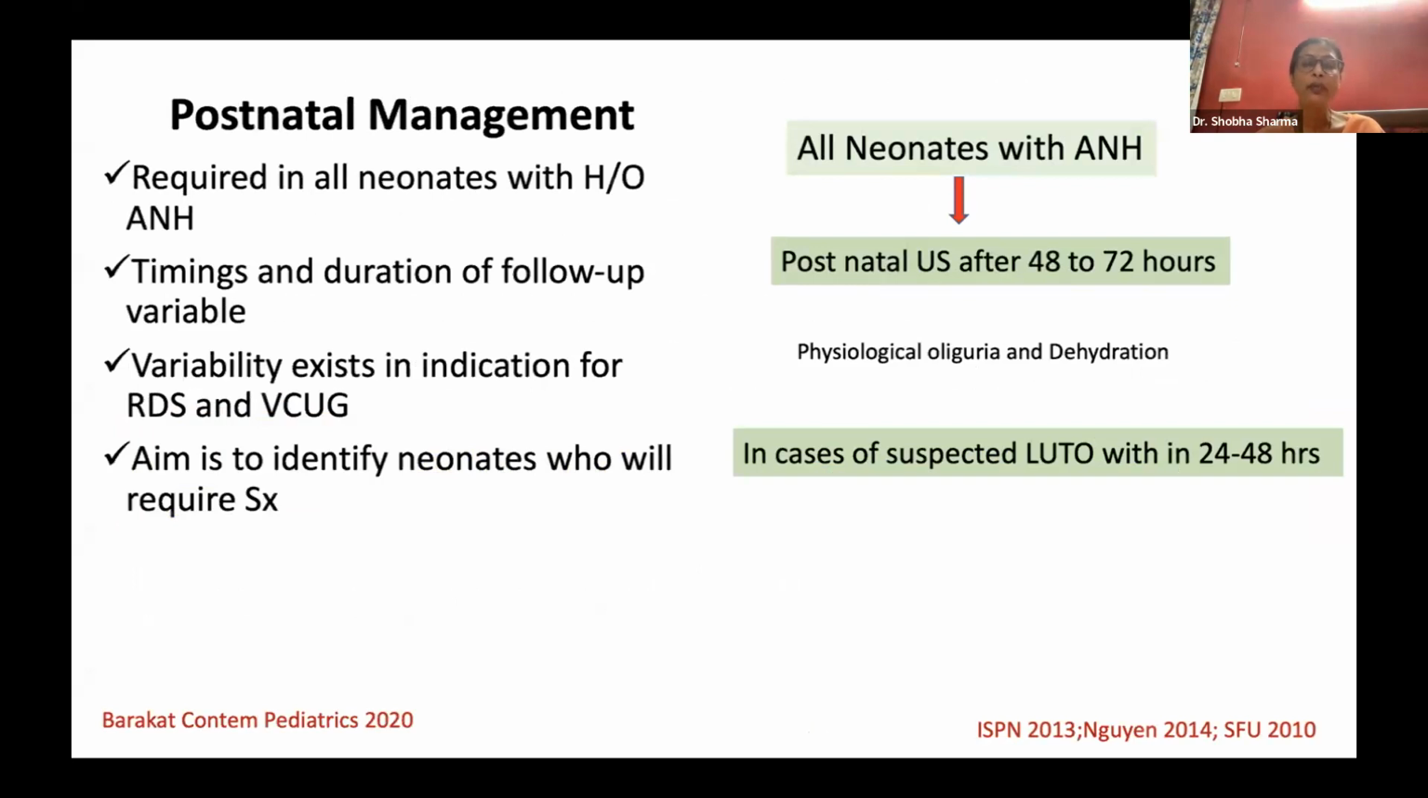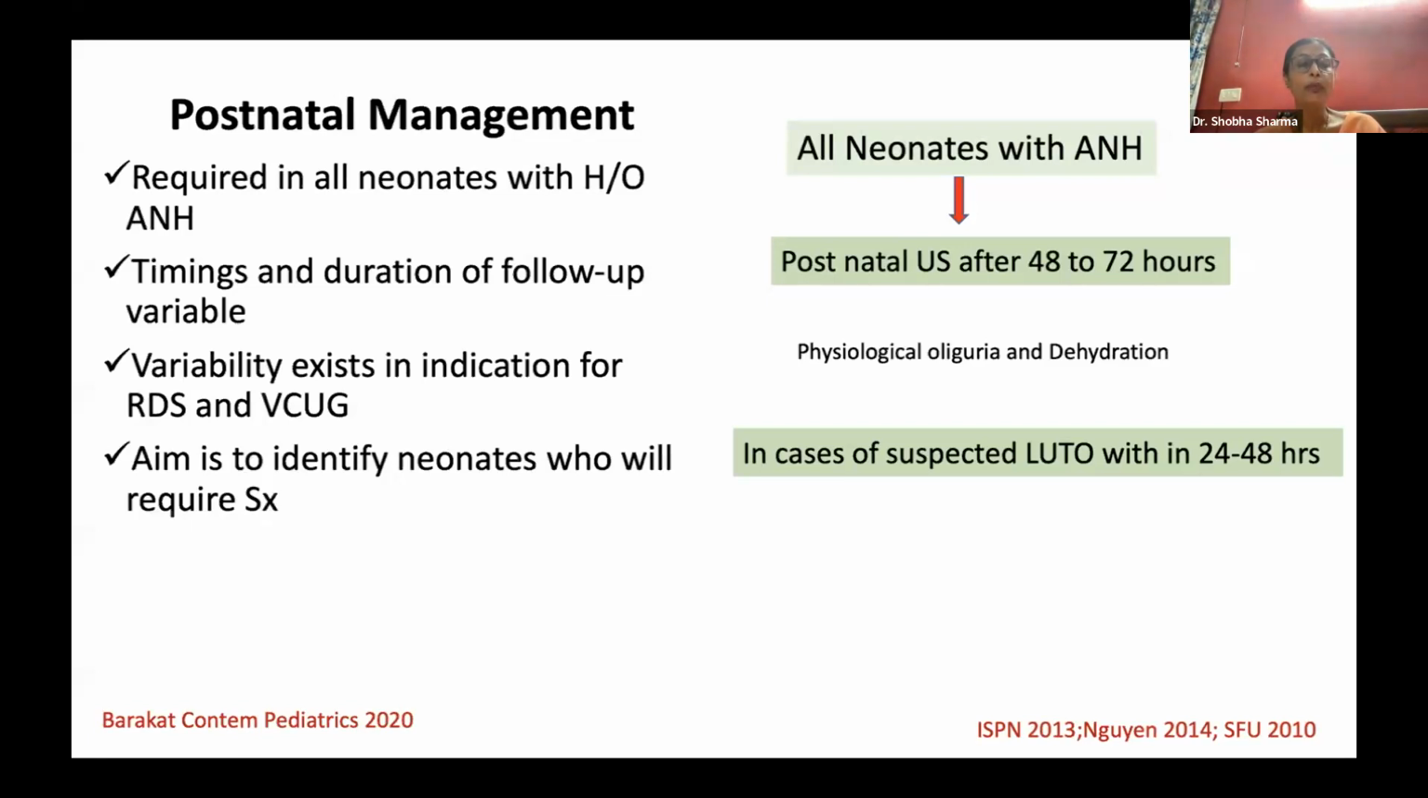we have also seen in the previous slides that a significant number of them will have significant postnatal pathology in the form of lower urinary tract obstruction, or sometimes VUR, increased incidence of UTIs, and so our aim by doing the postnatal evaluation is to identify the neonates who will require surgery at the earliest, so that the irreversible renal dysfunction can be prevented and managed as soon as possible.